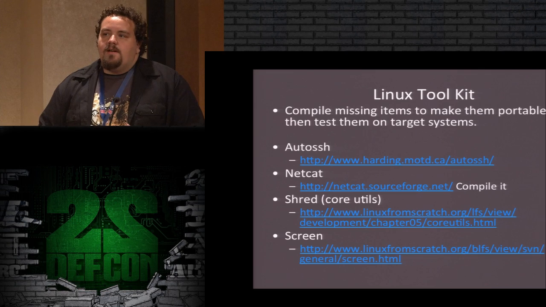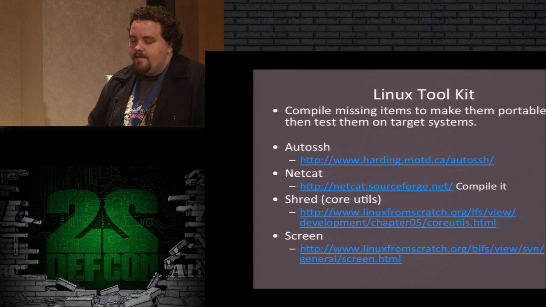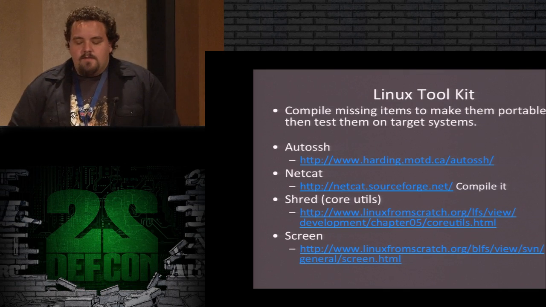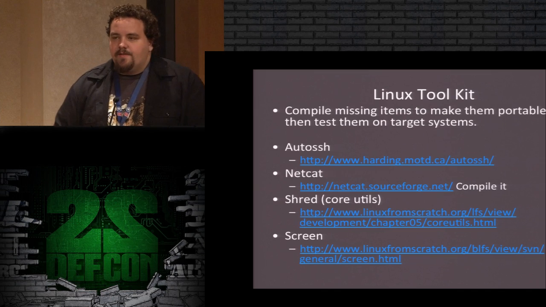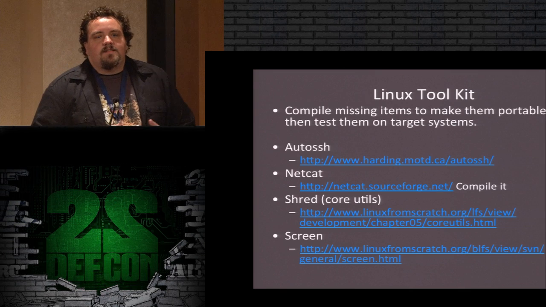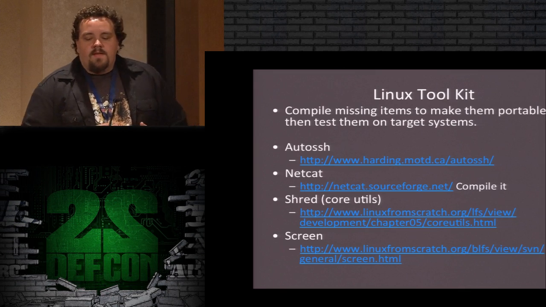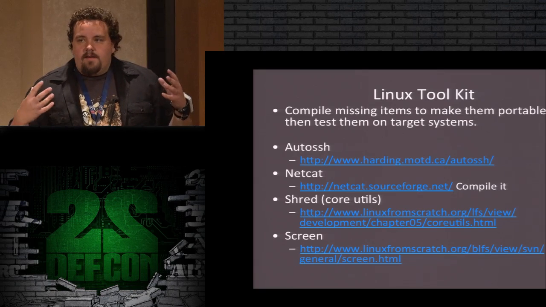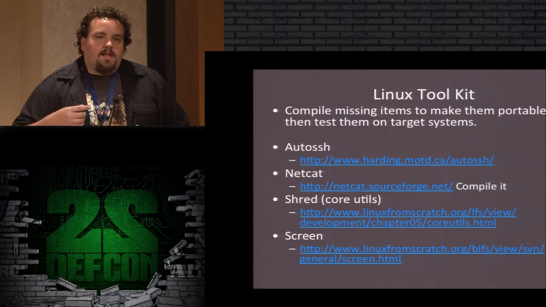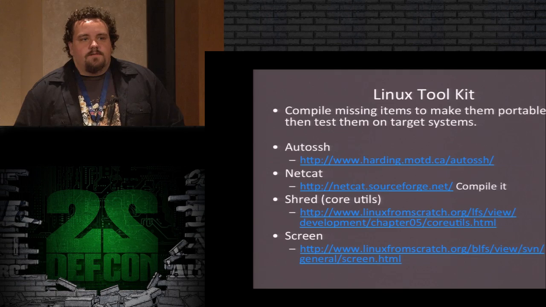In this case, I went out and compiled GNU netcat. I had a little bit of trouble with it. We'll go over that later. And then shred and screen are kind of useful tools. And the great thing about autossh is the persistent SSH backdoor, and it doesn't require any other binaries. So once you compile it, I took it from one machine to another, and it worked just fine with that compiled version. It was just one file.